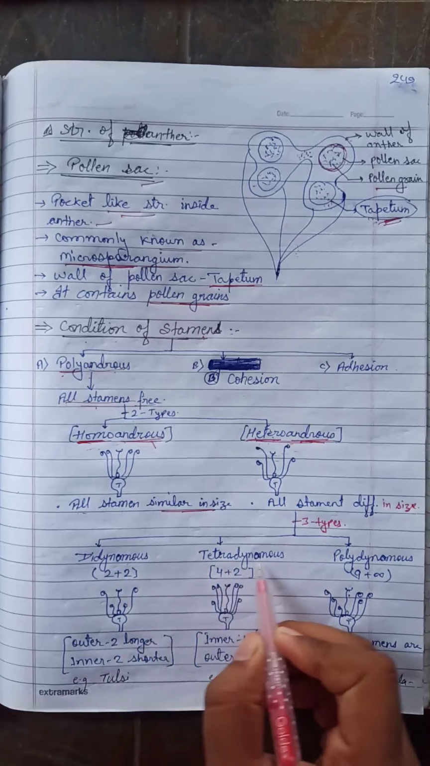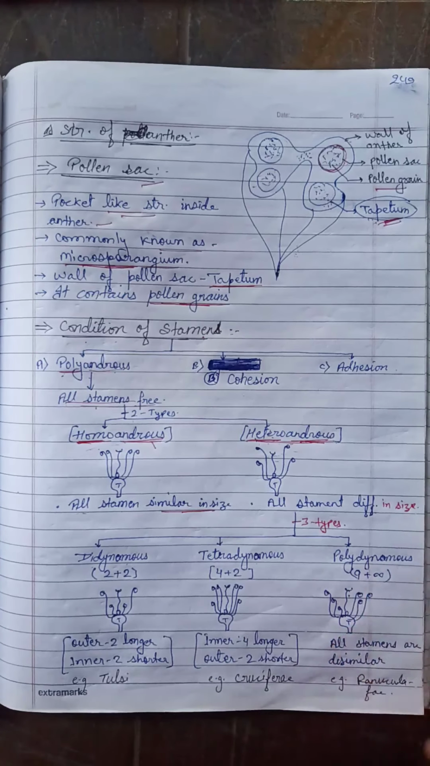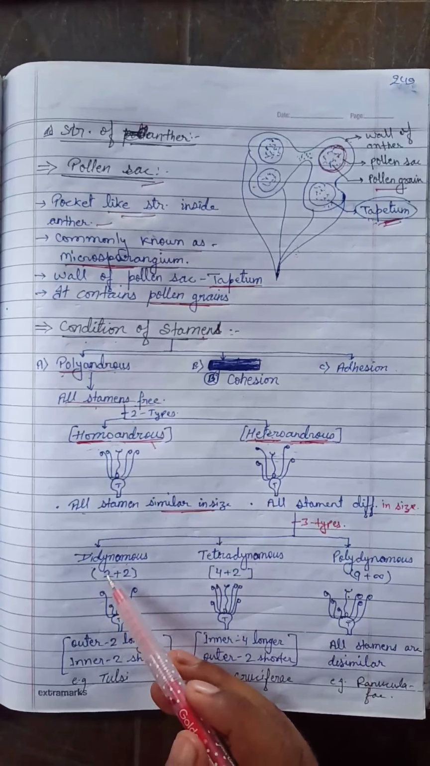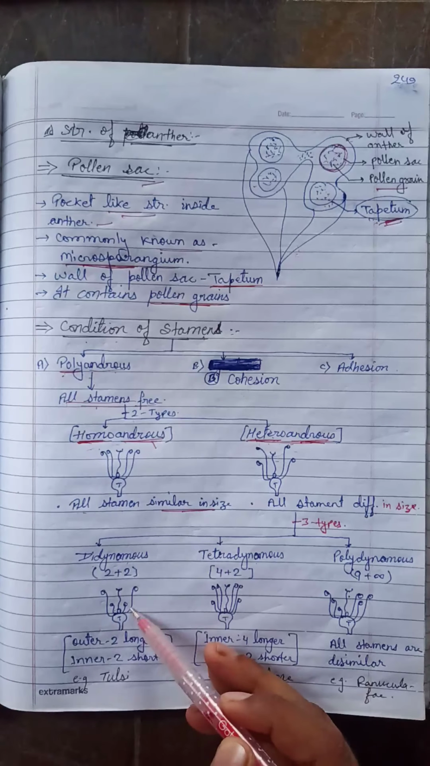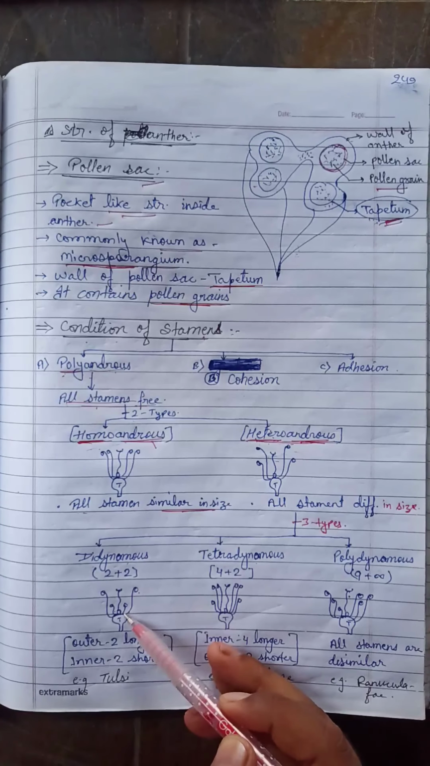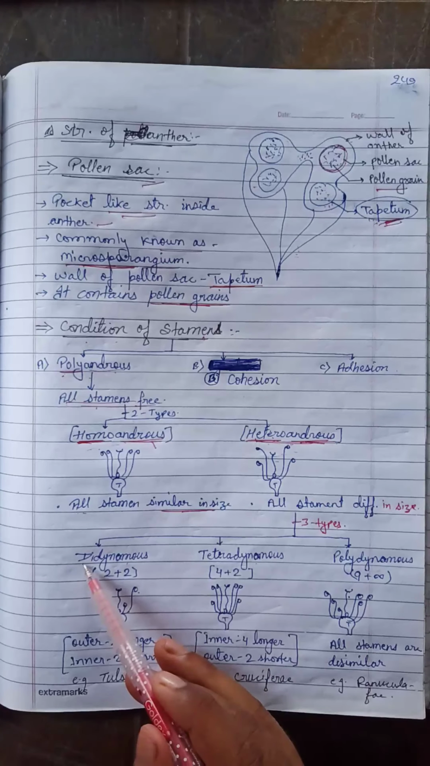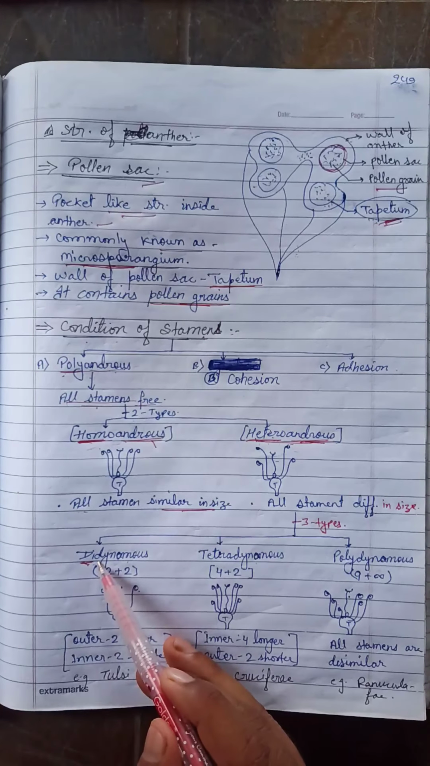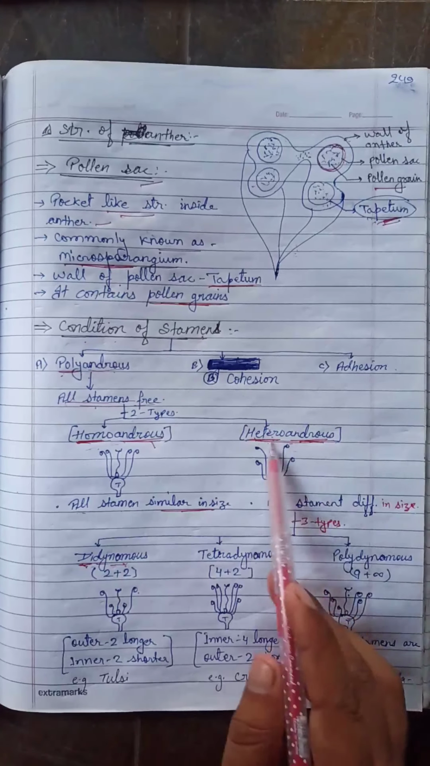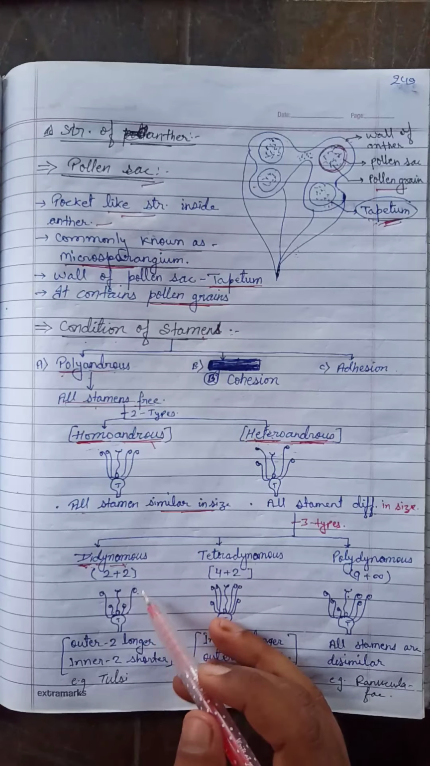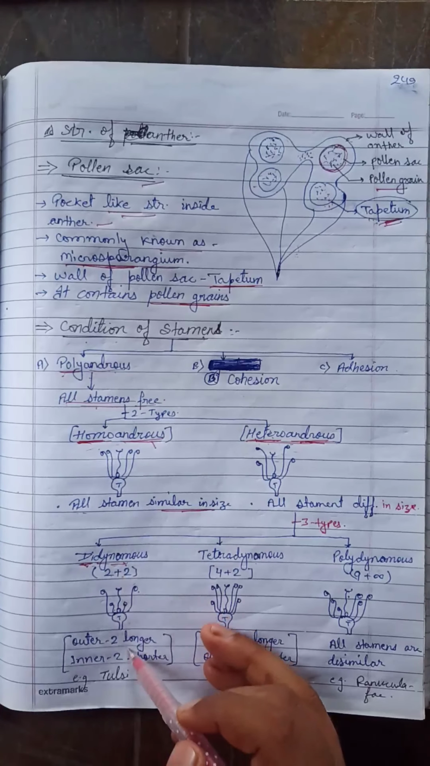Didynamous, tetradynamous, and polydynamous. Didynamous means two outer androecium are longer while two inner are shorter. That is called didynamous. Di means two, and dynamous means androecium or stamens. Two stamens longer and two stamens shorter is called didynamous.